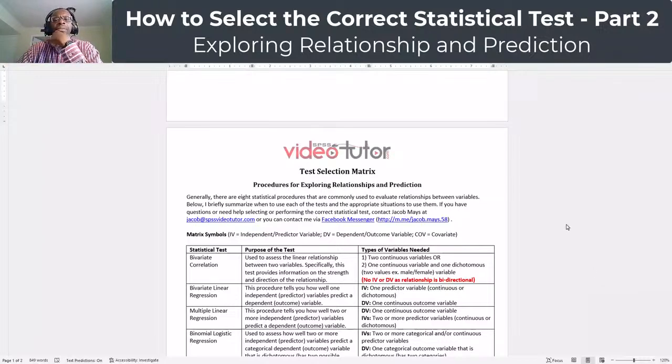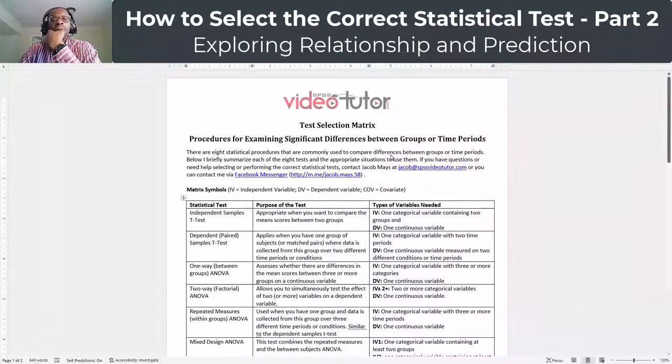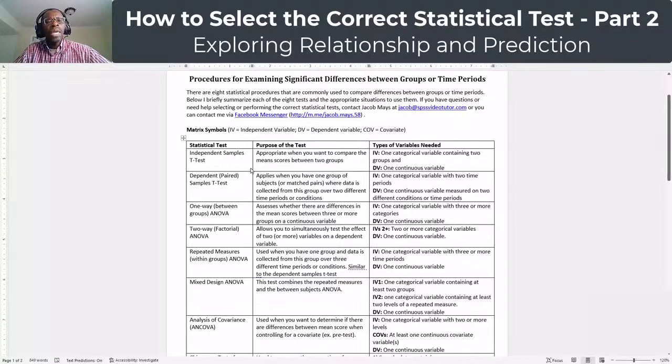Now, this is part 2 of a 2-part series on selecting the correct statistical test. In part 1, we covered procedures for examining significant differences. So all the tests associated with determining if there are significant differences between groups and time periods were covered in video 1. And here we have the test selection matrix, which will help you select the correct statistical test.